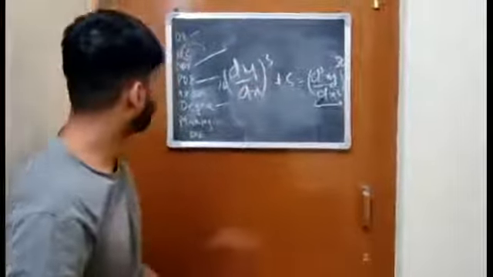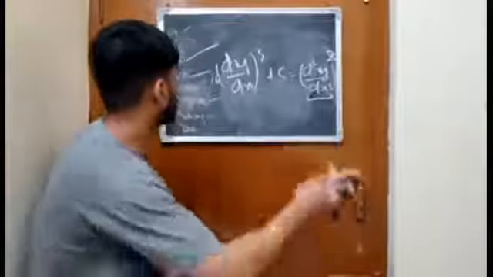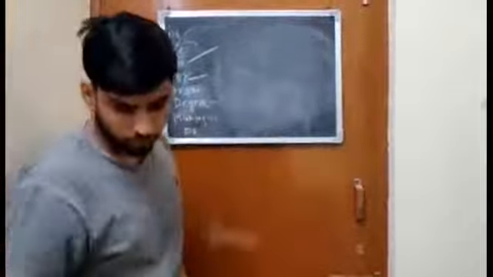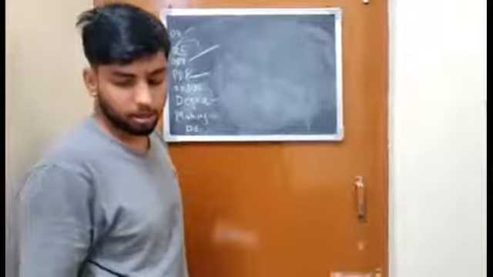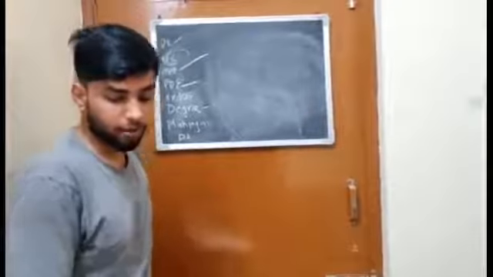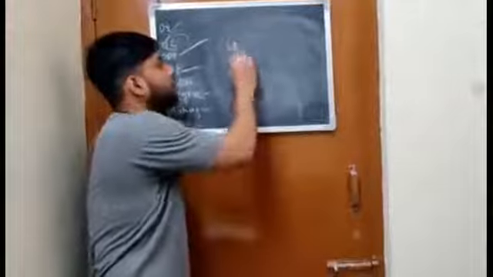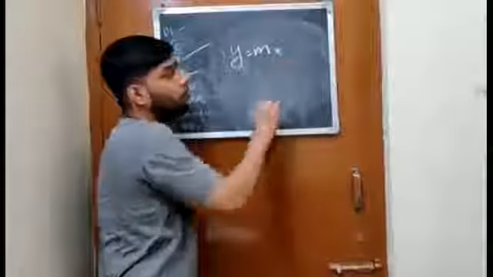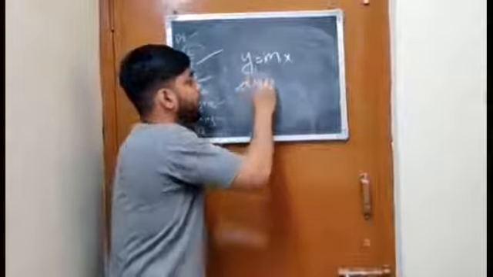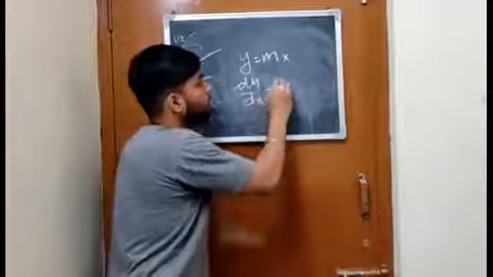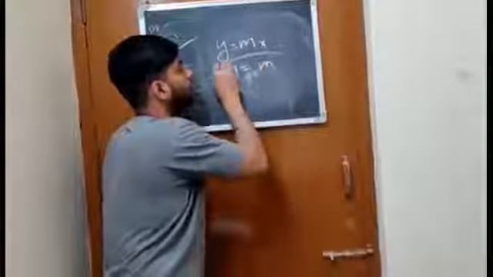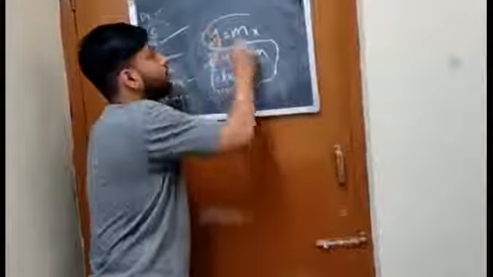Now we are left with one more topic, forming a differential equation. How are we going to form a differential equation? Let us suppose we want the differential equation of a family of straight lines. How can we write a family of straight lines? y is equal to mx. Now how can we write a differential equation for this? By differentiating it, dy by dx is equal to m. So this is the differential equation for the family of straight lines.